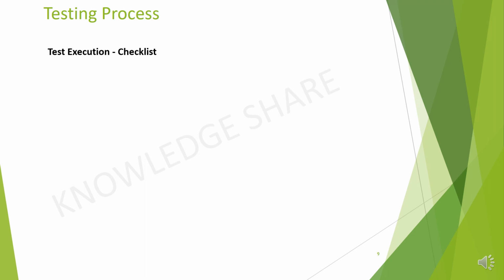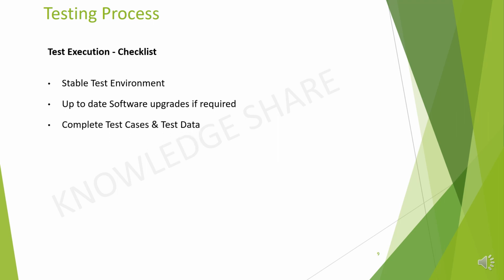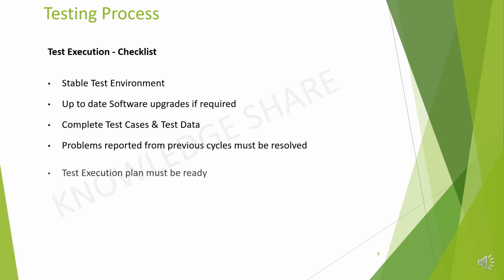Checklist for test execution phase. Testing team should have stable test environment. System should have up-to-date software. Then availability of complete test cases and test data. Then problems reported from previous cycles must be resolved in the current phase of testing. Then test execution plan must be ready in place and circulated to all the stakeholders.